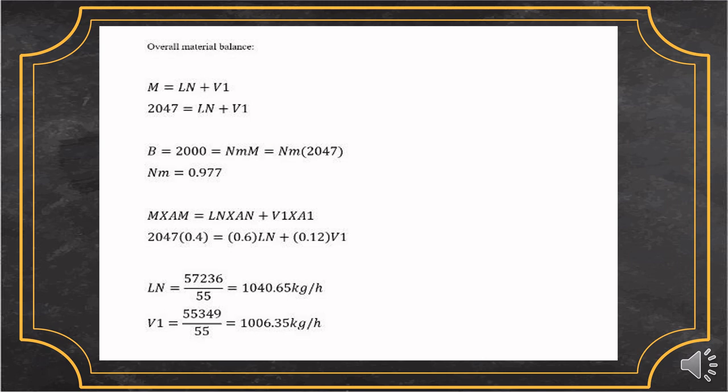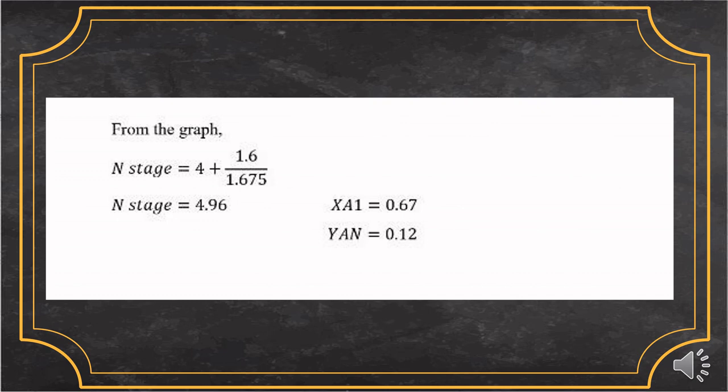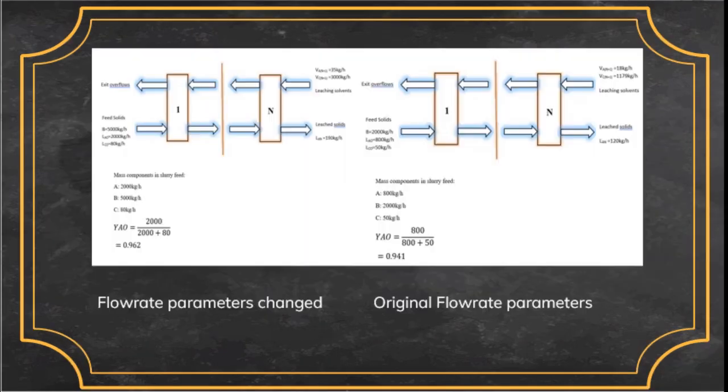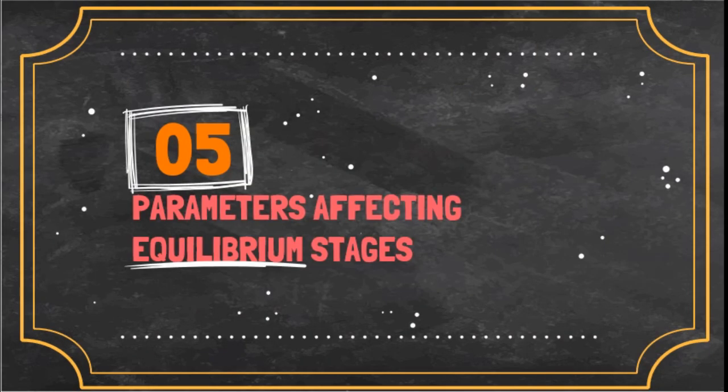The operating point is obtained as the intersection of lines L0V1 and LnVn plus 1. Hence, about 4.96 stages are required, as obtained from the graph. To explain what happens when parameter changes affect the equilibrium stages.